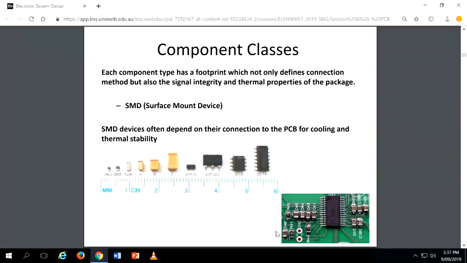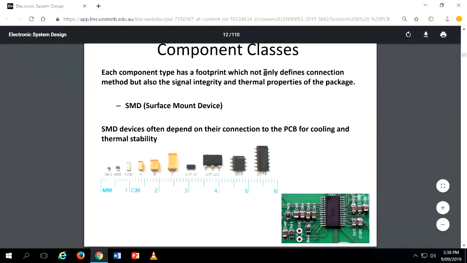Then component classes. Each component type has a footprint, which you know because you are using Altium. In Altium, when you design circuits, you have to provide a footprint for the IC, which defines not only the connections but also signal integrity and properties of the package. Usually people say SMD; SMD means surface mount device. SMD devices often depend on their connection to the PCB for cooling and thermal stability. These are some kinds of SMD, SO14. So this is a package, SO8. If you see SO8, it means it has 8 legs: 1, 2, 3, 4, 5, 6, 7, 8. Something like this.